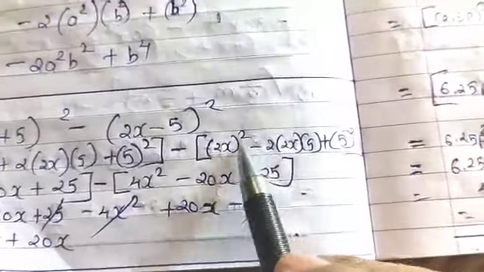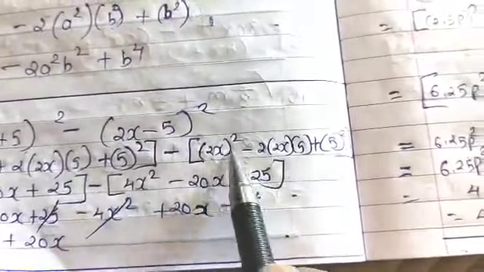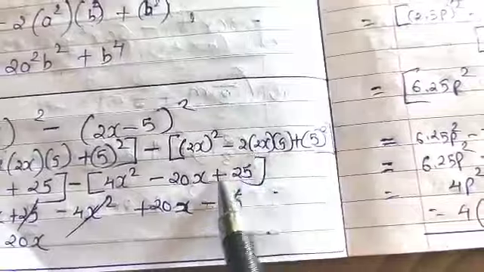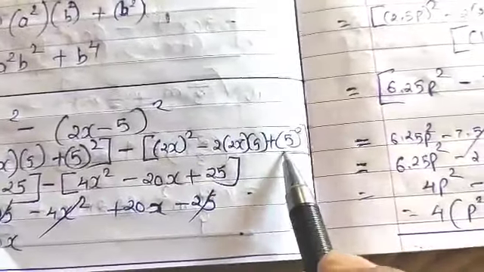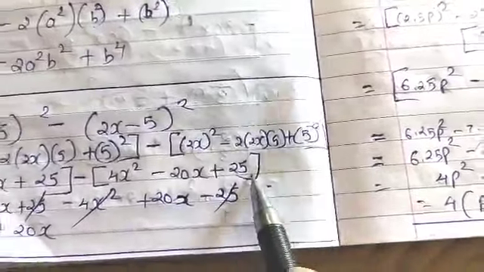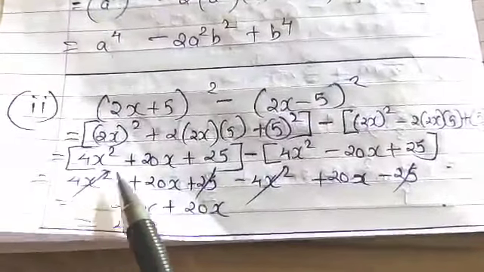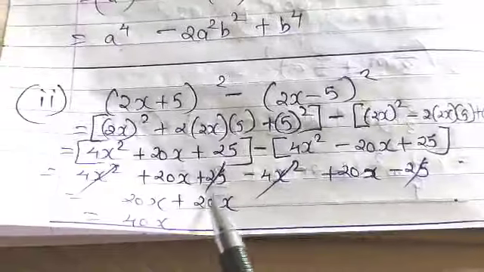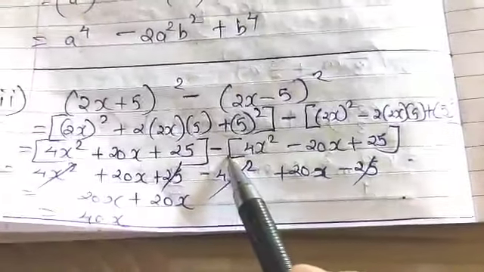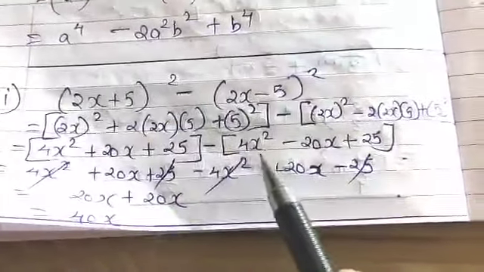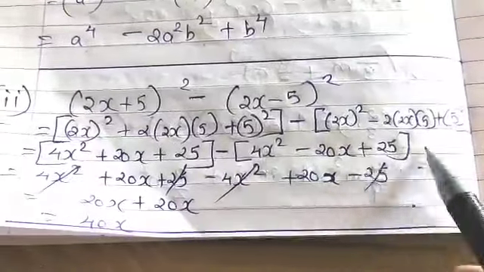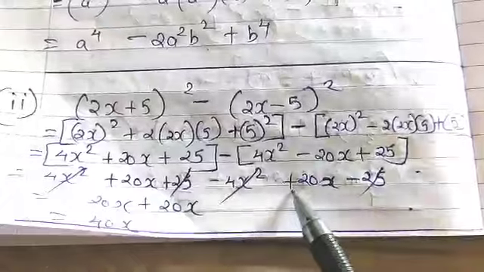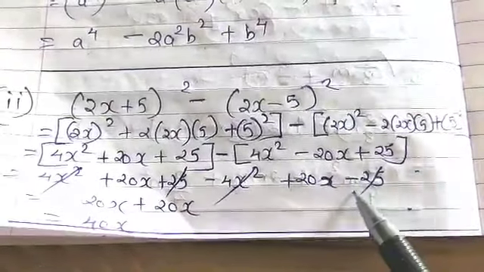Then make a square of 2x, put this minus sign as it is, make a square of 2x, that is 4x², minus 2 4s are 4, 4 5s are 20, that is minus 20x, plus make a square of 5, that is 25. Now open the bracket. So here while opening the bracket there will be no change in sign, but here outside the bracket minus sign is there. So while opening the bracket you have to change all the signs, that is positive 4x² will become negative, negative 20x will become positive, and positive 25 will become negative 25.